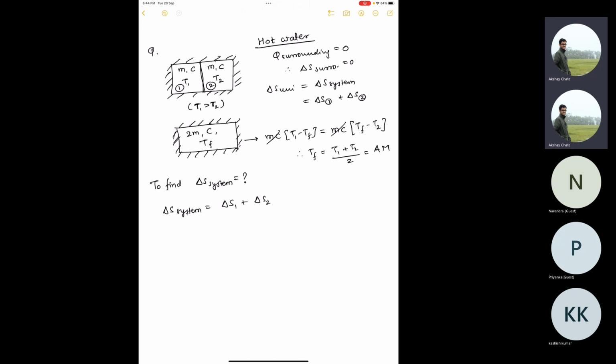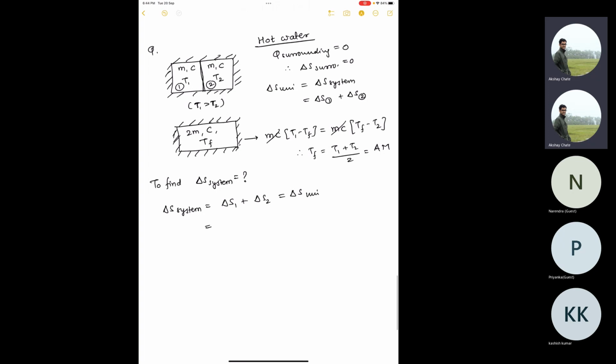So this is your delta S of universe, since surrounding is also 0. This has to be calculated. So what will we do is, since this is an incompressible fluid, hot water, we have this formula, right? MC ln final temperature by initial temperature plus MC ln final temperature by initial temperature.